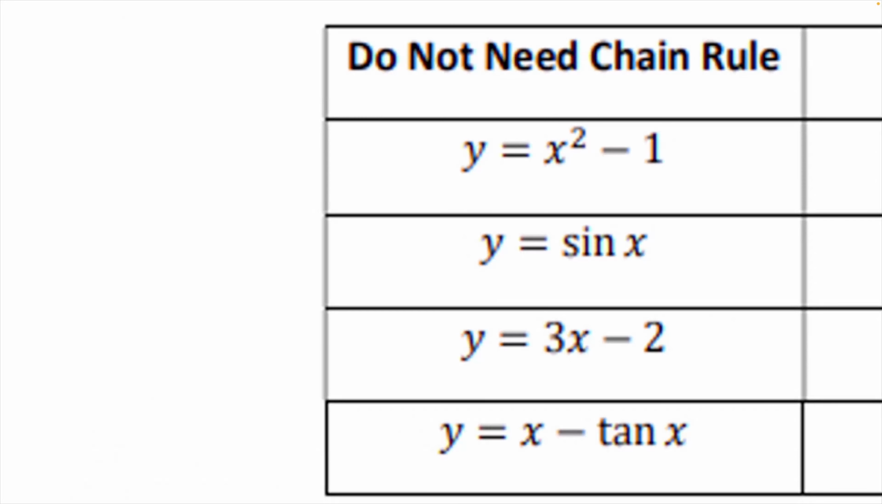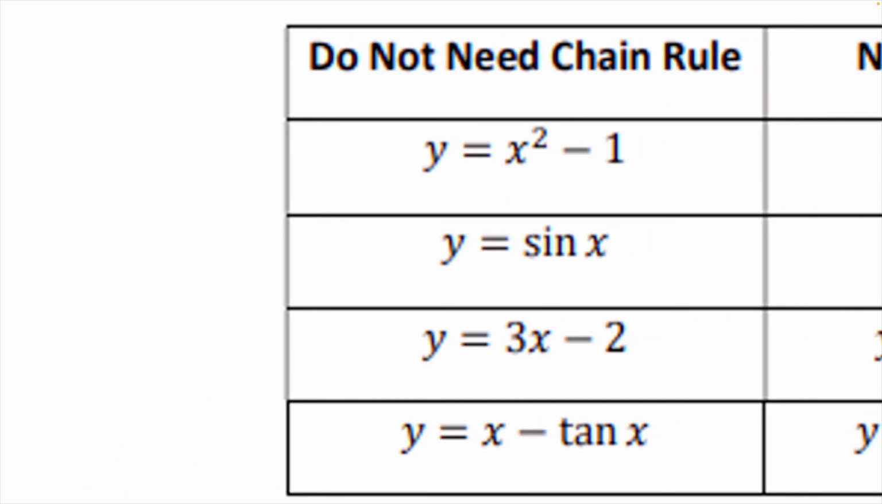Just power rule, right? X squared, so it'd be 2x. Sine is cosine, 3, and then you find the derivative of x, and then the derivative of tangent. We've done that, right? That's just one layer deep. Let me change those so that we wouldn't need the chain rule.